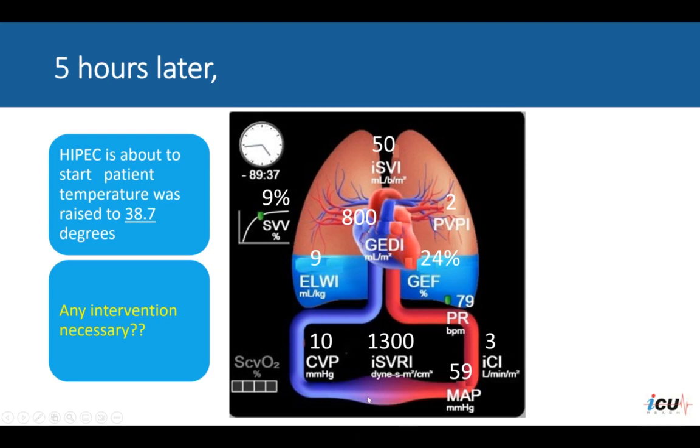What about the afterload? It's decreasing, 1300, with a mean arterial pressure now of 59. So this patient is becoming hypotensive. At the same time, we have extravascular lung water of 9, so we're still fine, and the permeability index is 2. So clearly this patient will not need any further volume, just maintain some volume for him.